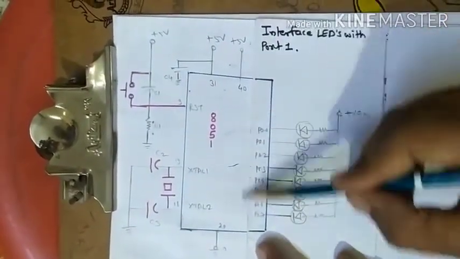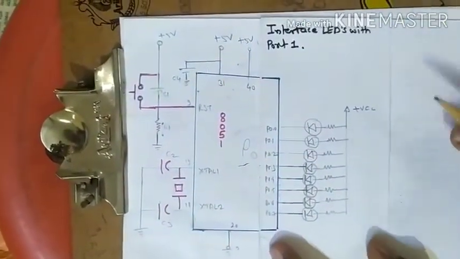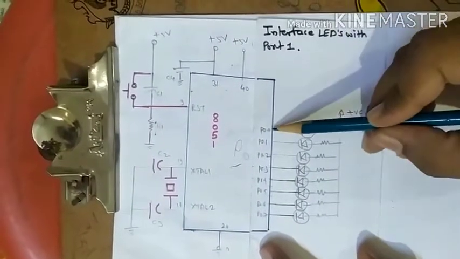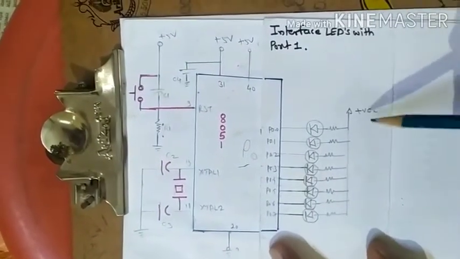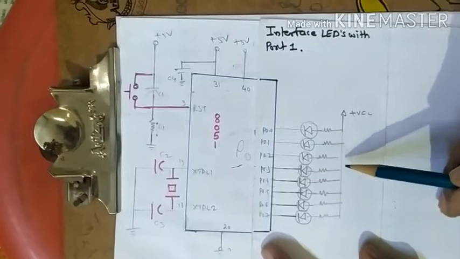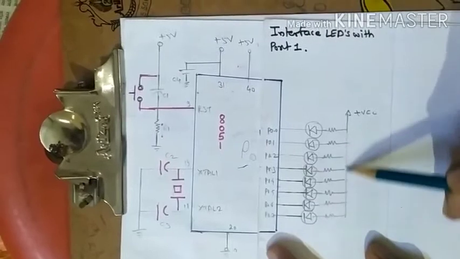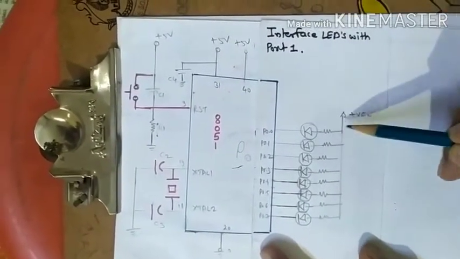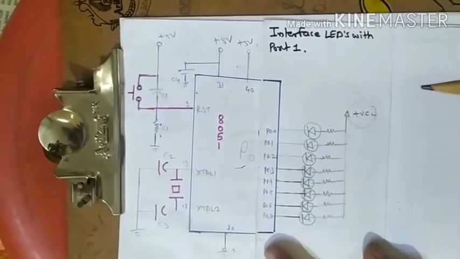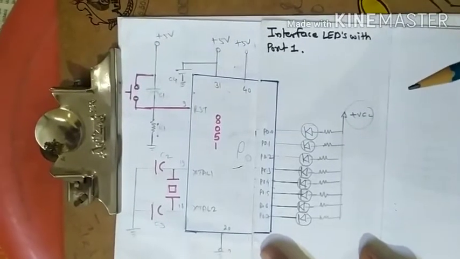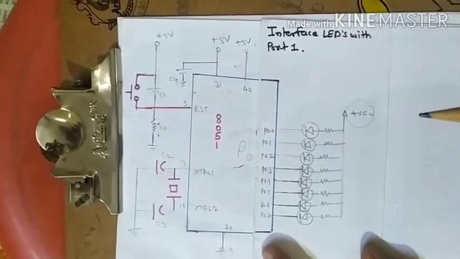So we are using port 0. Port 0 has 8 pins, so for those 8 pins from P0.0 to P0.7, we have connected 8 LEDs. See here that the LEDs are connected in common anode. We have shorted all the anodes and connected them to one VCC. So obviously, try to give me the answer: do we send 0 or 1 to turn that LED on? Is our logic 1 or 0?